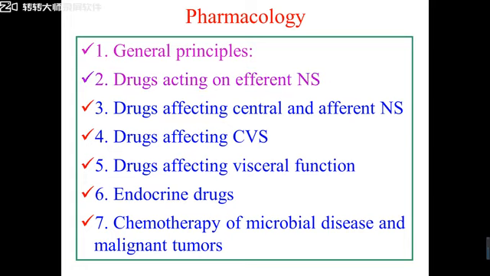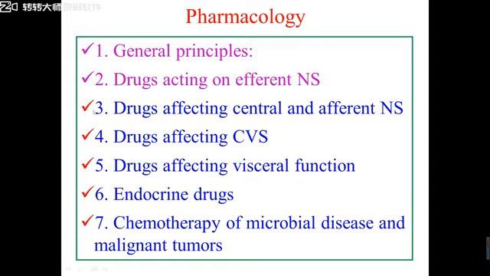The second part in pharmacology, we call drugs acting on the efferent nervous system. Do you remember the last teacher taught you alpha and beta receptor agonists and antagonists? You also studied M and N receptor agonists and antagonists. So you studied adrenaline, noradrenaline, propranolol, atropine, and neostigmine in this part. This is the second part.